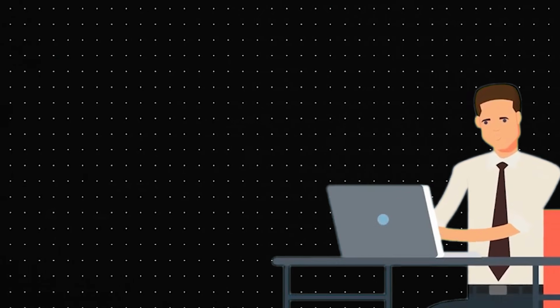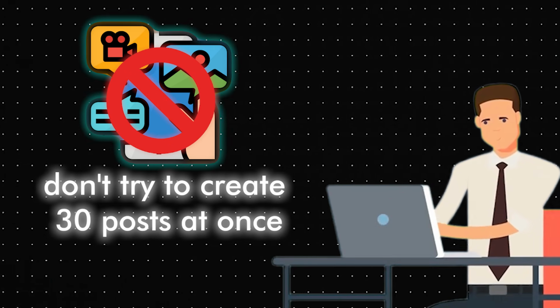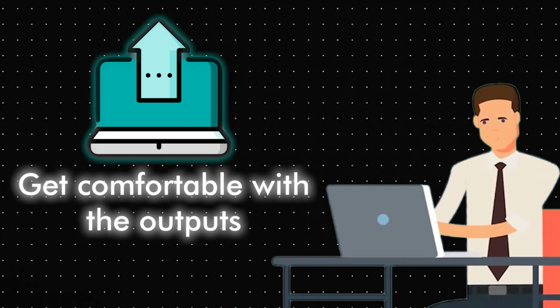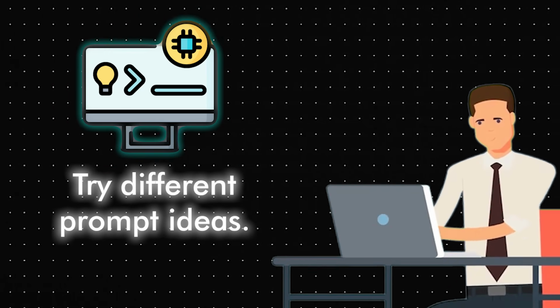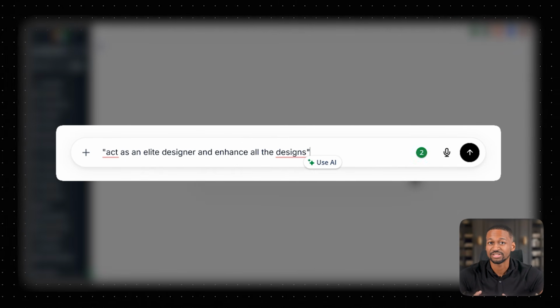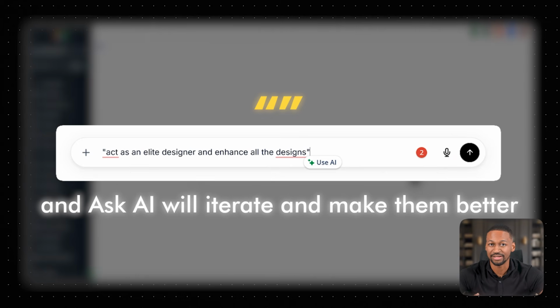Now here's my tip for you. If you're just getting started, don't try to create 30 posts at once. Start with just a few images, maybe 3 to 5. Get comfortable with the outputs. Try different prompt ideas. And if you don't like the designs or something feels off, no problem. Just respond with something like, act as an elite designer and enhance all the designs, and Ask AI will iterate and make them better. Once you get the hang of it, then you can scale up to full 30-day content calendars.